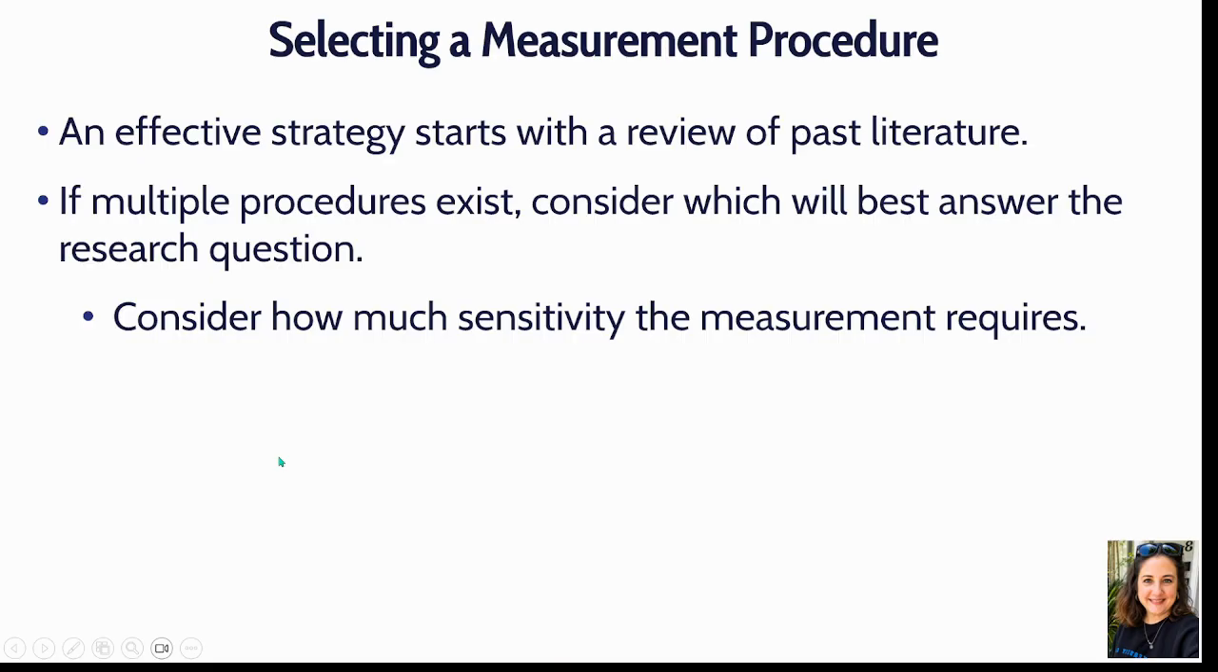Now, how do you know how to select your measurement procedure? Go back to the literature first. If there are different procedures that exist, you need to evaluate the different ones that are out there, look at the expectations of your study, and then come up with the one that's going to best answer your research question.